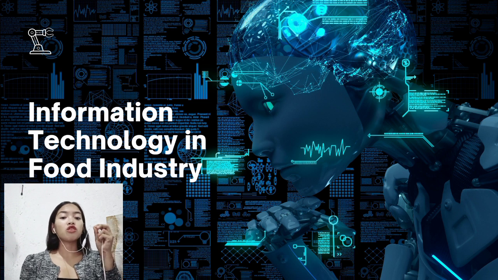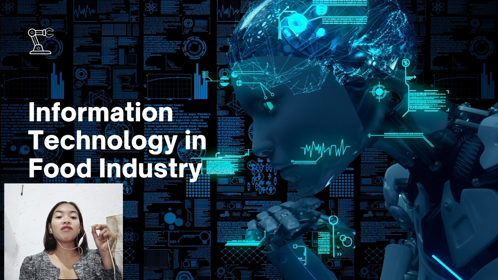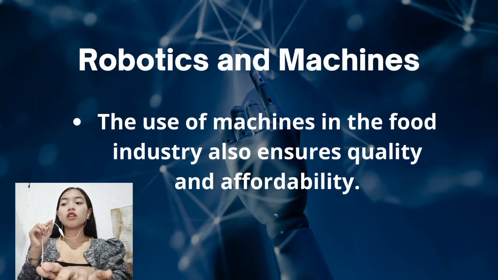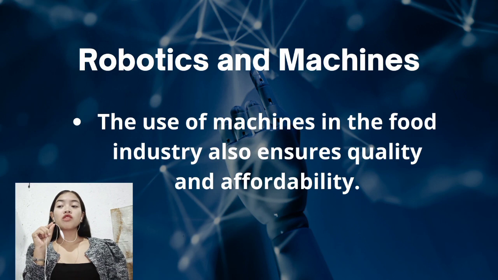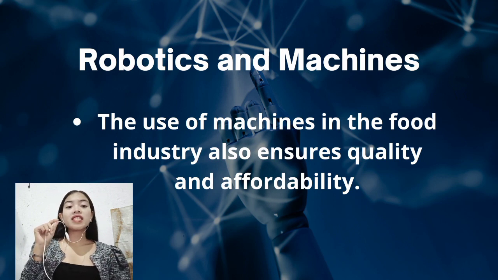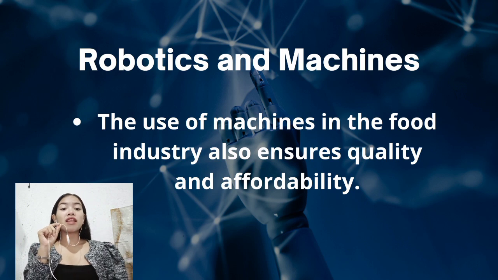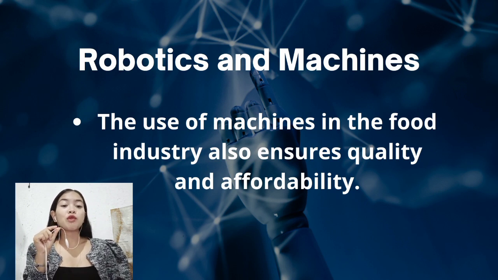And by using technology to improve processing and packaging, it can improve the shelf life and safety of the food that we are about to eat. So under information technology in the food industry is robotics and machines. The use of machines in the food industry also ensures quality and affordability. So by using machines, it drives down the cost of keeping the food fresh and increases productivity.